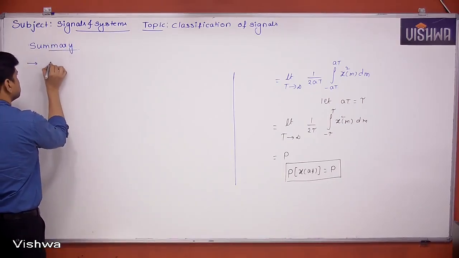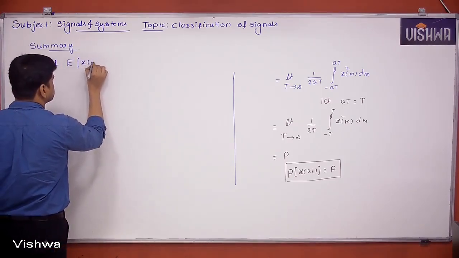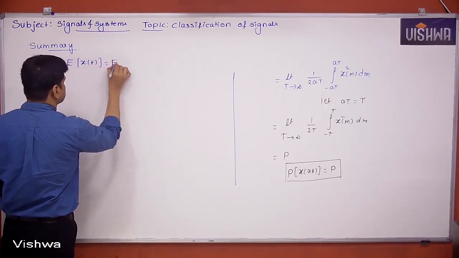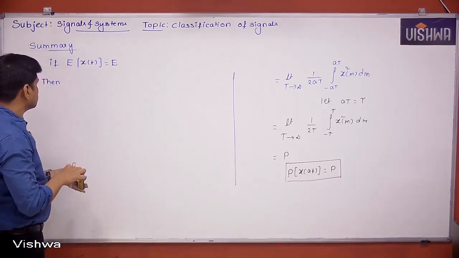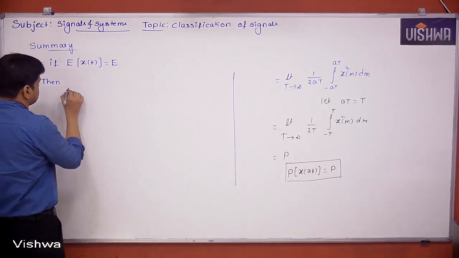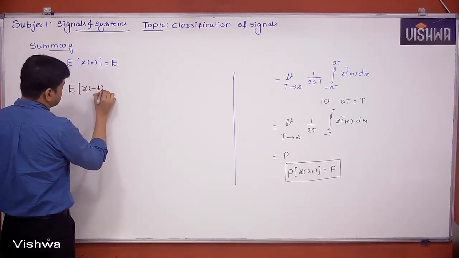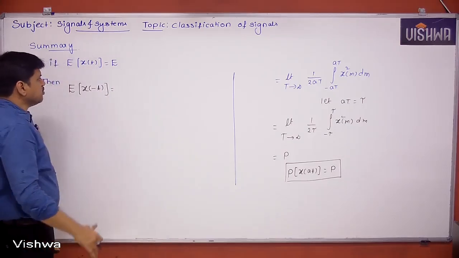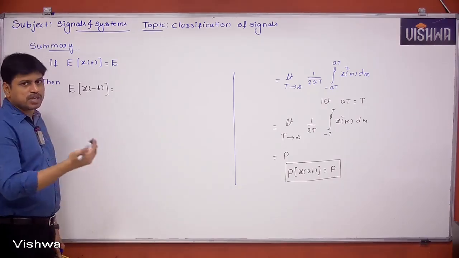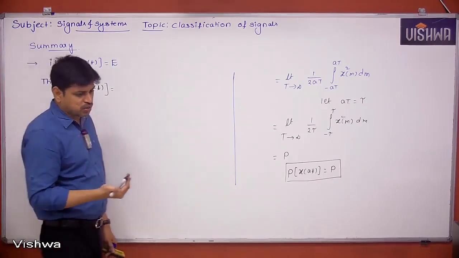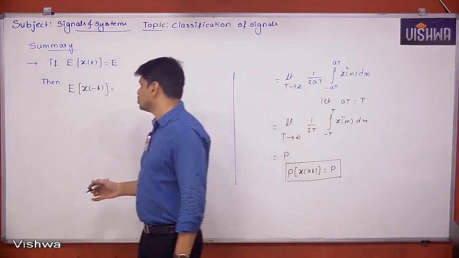Let's say energy signal. If energy of x of t is E, then what is the energy of, first please try to understand this, x of minus t? That means energy of x of t, if it is E, what is the energy of x of minus t? Means what is the energy of the time reversed version? What is the energy value if you fold the signal? It won't make any change. It is going to be the same value, which is nothing but E.